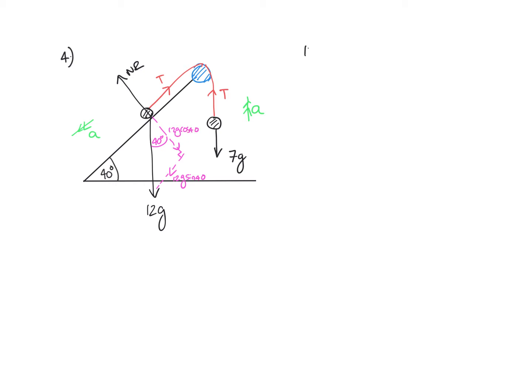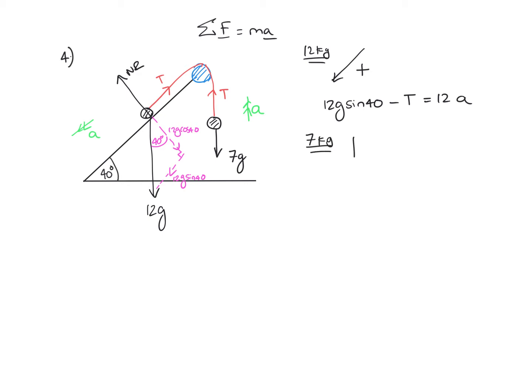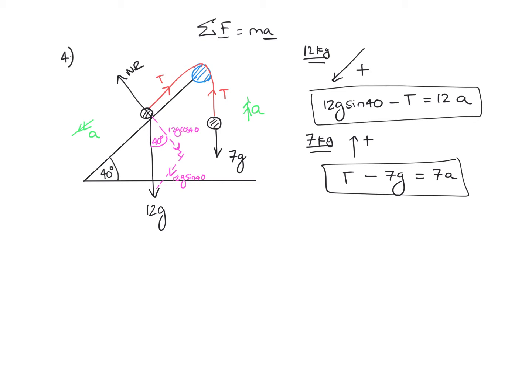And then if we look at the 12 kilogram block, I'm going to say that down the slope like that is positive. And remember, throughout all this, we're using the resultant force is the mass multiplied by the acceleration. So down the slope, we have 12g sine 40, that's positive. T going up the slope, so negative, and that equals 12a. And then for the 7 kilogram block, I'm going to say up is positive. So I've got T minus 7g equals 7a, and we have a pair of simultaneous equations.